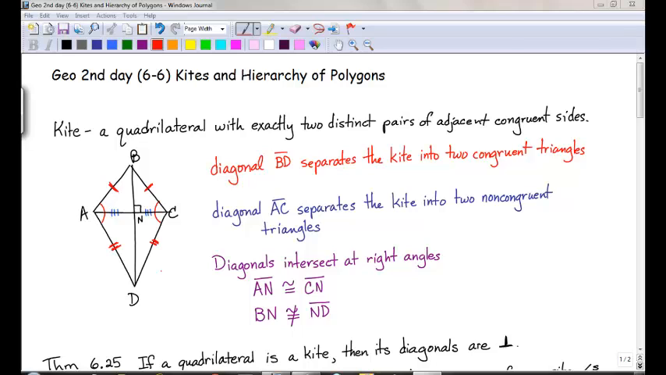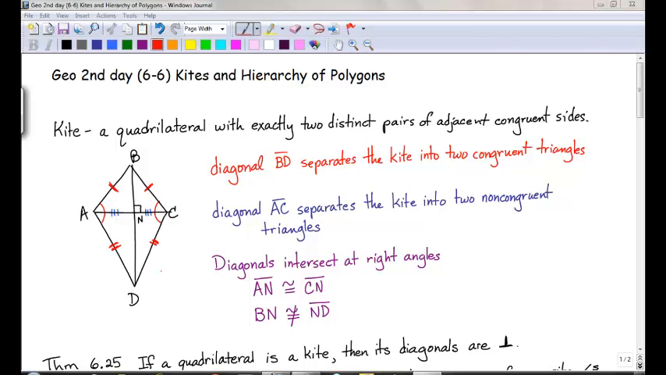Okay, the first day of notes on 6-6 was on trapezoids. Remember, on trapezoids we had one pair of parallel lines. Those were called bases, and the others were called legs. We also talked a lot on that first day about isosceles trapezoids, where both legs were congruent.